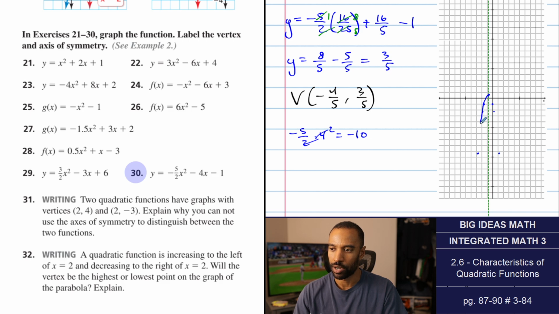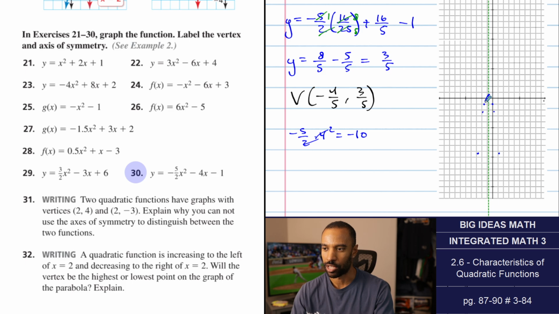Listen, if you want to use the calculator and get your numbers, by all means, be my guest. If you want to use a table here, I'm not going to stop you. I can see why I might have lost you on some of these, especially because I used fractions instead of decimals.